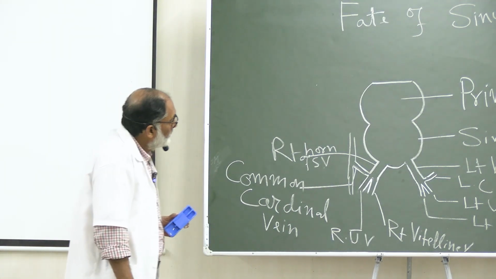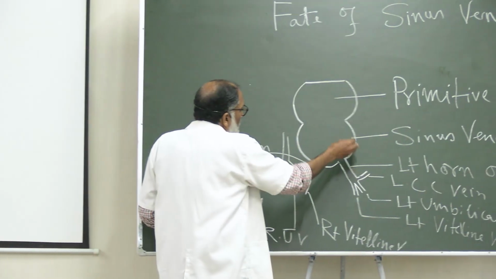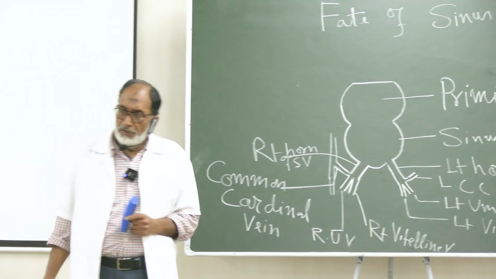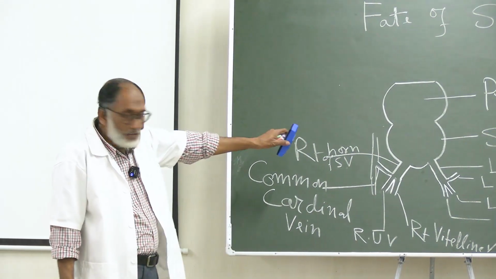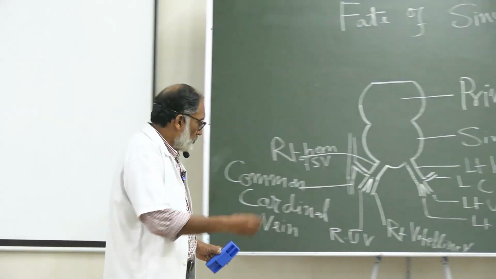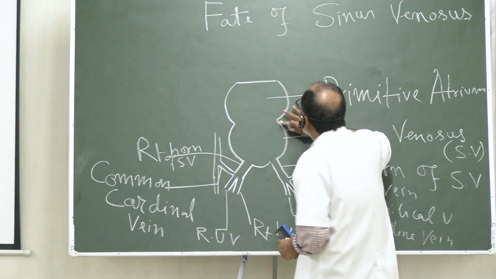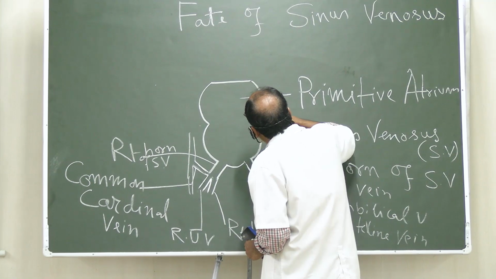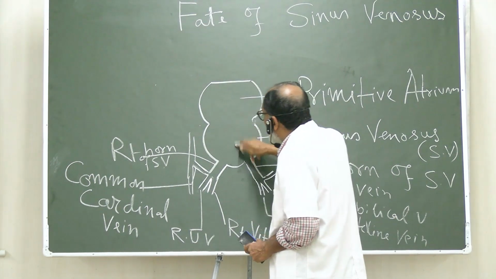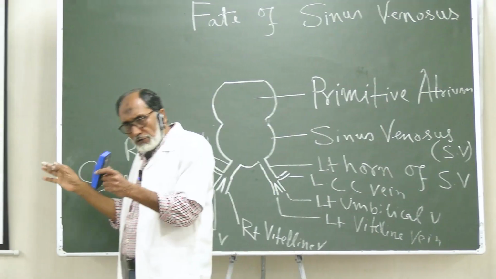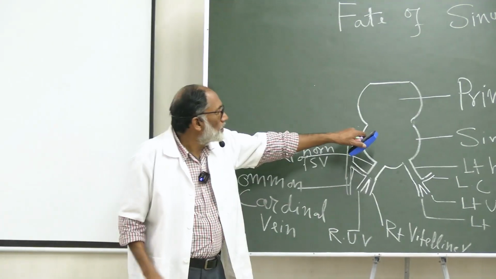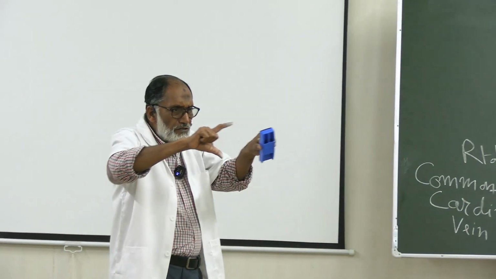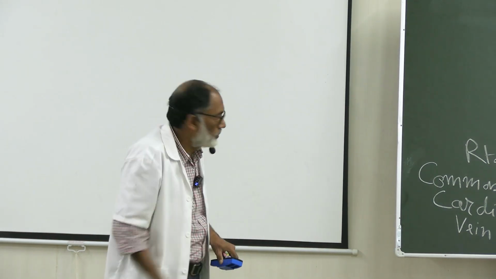Here you see the sinus venosus outwardly. It is separated from the primitive atrium by this groove. Here there are two grooves, right? Now, this left groove encroaches internally. Before that, you should know that this opening is a wide opening between the sinus venosus and primitive atrium, wide, transversely oriented, central in position.